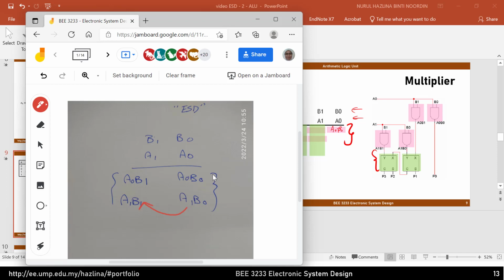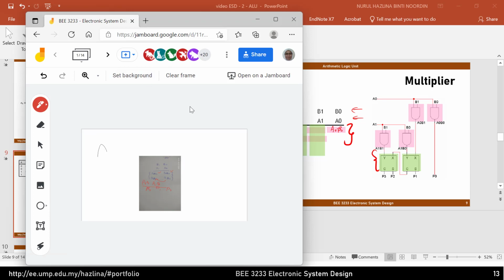Okay. A0, B0 correct. A0, B1 correct. The second tier, when you want to do A1, B0, it should be here. And secondly, A1, B1 should be here. Then only you will have your product number 0, product number 1, product number 2, and so on. The element here is correct, cuma the positioning is incorrect. So the result of the multiplication is incorrect. Okay, let us see others.